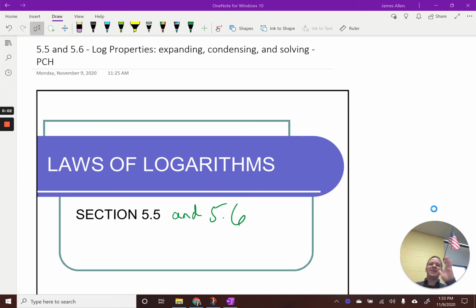Alright, it is time for laws of the logarithms. So this is a combo of 5-5 and 5-6. Bonus work here. We're going to be expanding, condensing, and solving. We're going to be solving it as well. So a little combo. You've seen some of this before in Algebra 2 Honors.